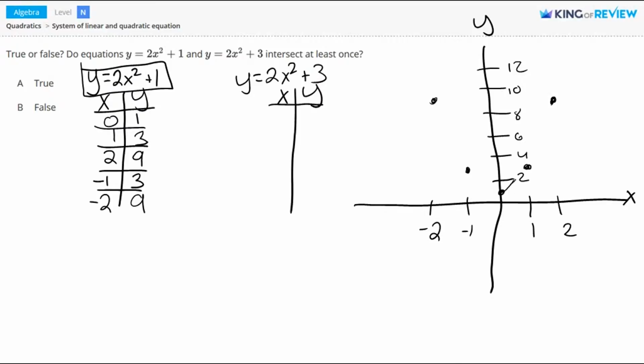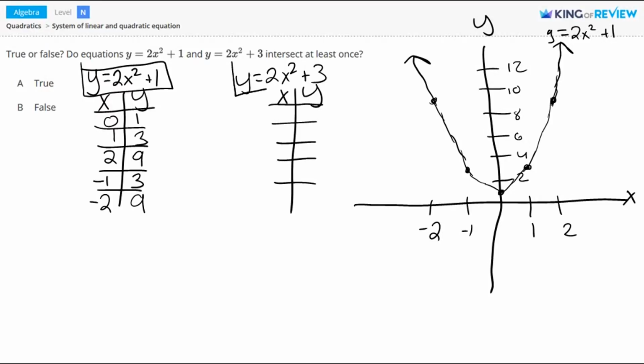So now I'll use these data points to fill in my parabola. Okay, so this is y equals 2x squared plus 1. Now I'm ready to set up the table of values for my other equation, which is y equals 2x squared plus 3. I'm going to use the same x values.